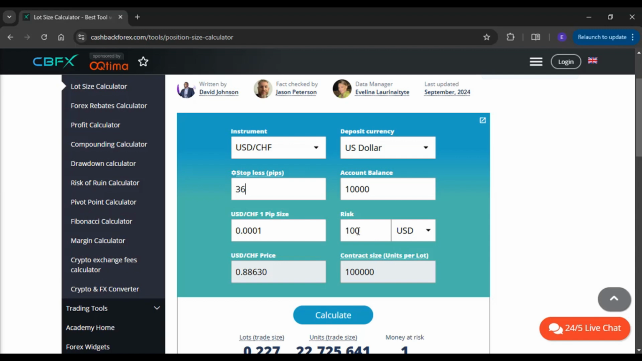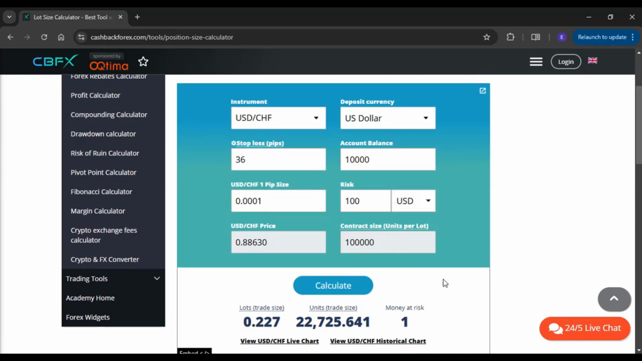Now once you're done, the next thing you need to do is to click on calculate. You come down to this area where you see calculate and click on calculate. Calculating that will give you the lot size you are supposed to use for that trade. So as you can see, the lot size here is 0.246.